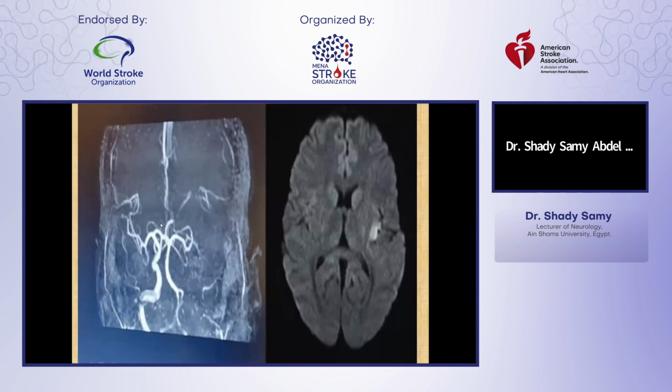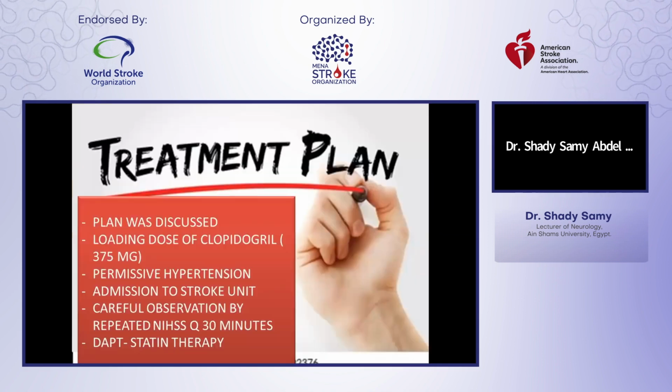We had a discussion with the family about the risks and the benefits, and we decided to give the patient full observation. We gave the patient a loading dose of clopidogrel, 375 milligrams, with permissive hypertension, and admission to our stroke unit with very careful observation by a dedicated neurology resident, with repeated NIH stroke scale every 30 minutes. Statin therapy, dual antiplatelet therapy, that was our plan, and just careful watching was our aim.